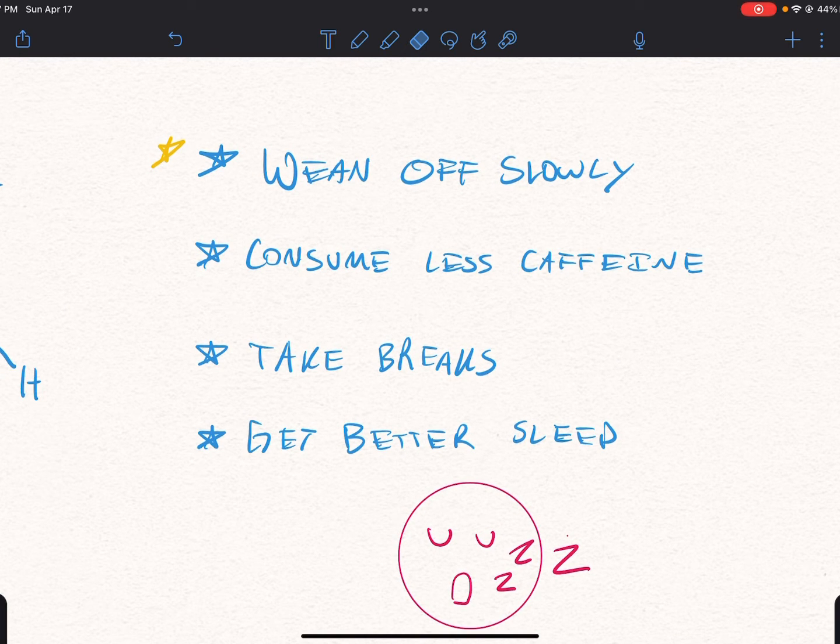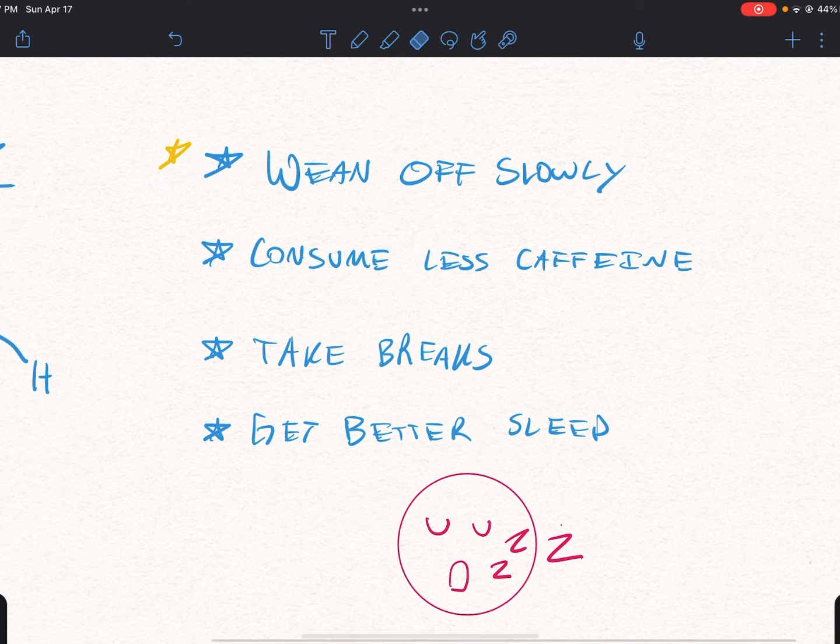So let's say you want to get off caffeine or stop drinking it as much. You want to wean off slowly, because you don't want to cut cold turkey. You'll get not very intense, but decently intense withdrawal symptoms that you might not want. What you want to do is wean it off.